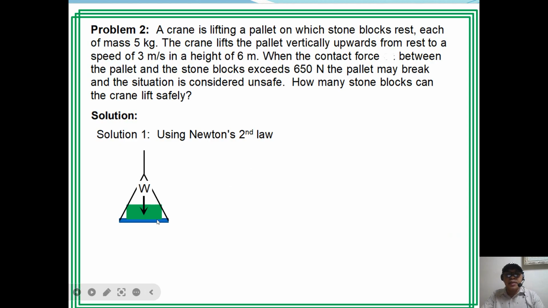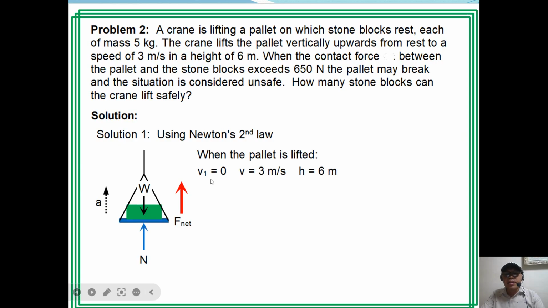So we have the weight, W. Then we have the normal, N, which is the normal contact force between the pallet and the blocks. Since this is accelerated upward, we can solve for the acceleration based on the given information about the upward motion of the pallet. So we have V1, the initial, equal to 0, the final is 3, and the height is 6.